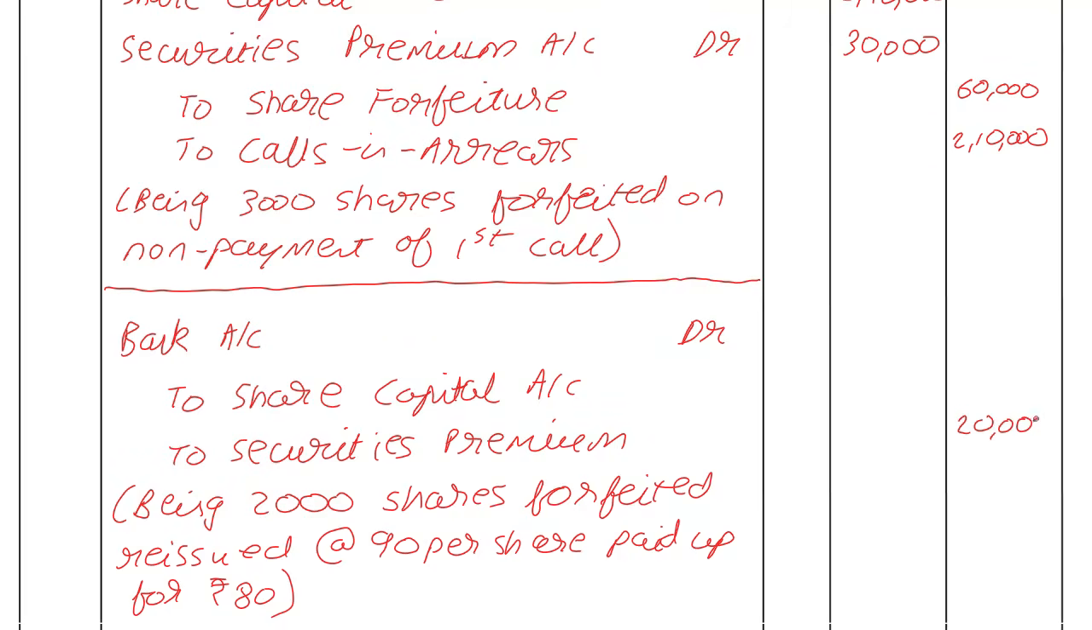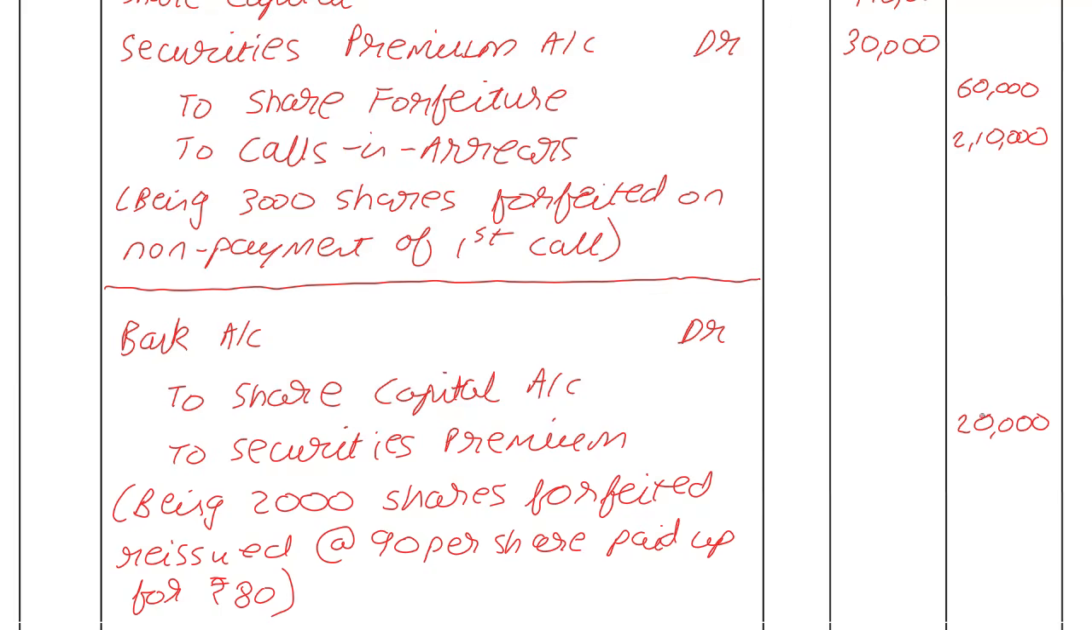So 20,000 there. The amount received is going to be 2,000 into 90, which is 1,80,000. The difference is going to end up being 1,60,000, which we can also calculate by understanding what is the paid up capital. The paid up is how much goes to the share capital. 80 into 2,000, 1,60,000. All right, with that, we are done with the first two entries.